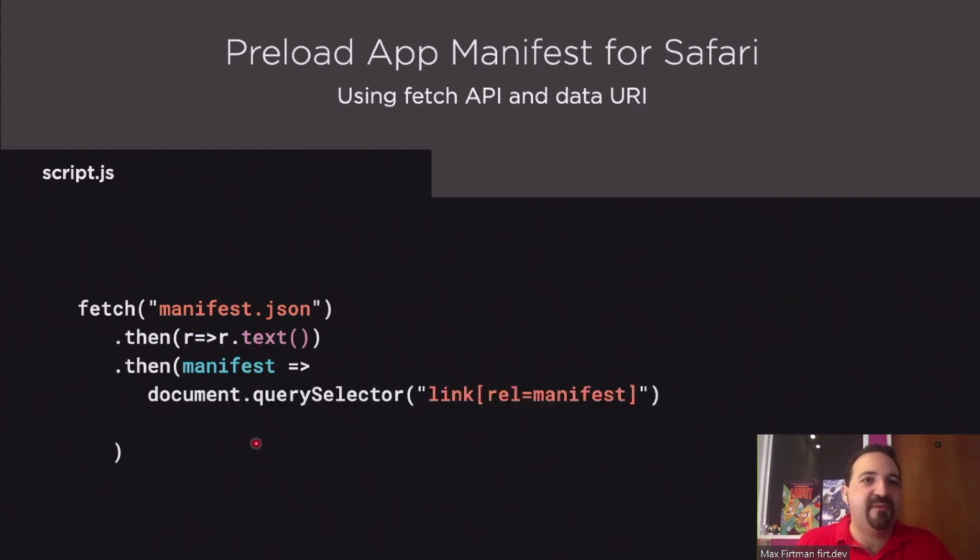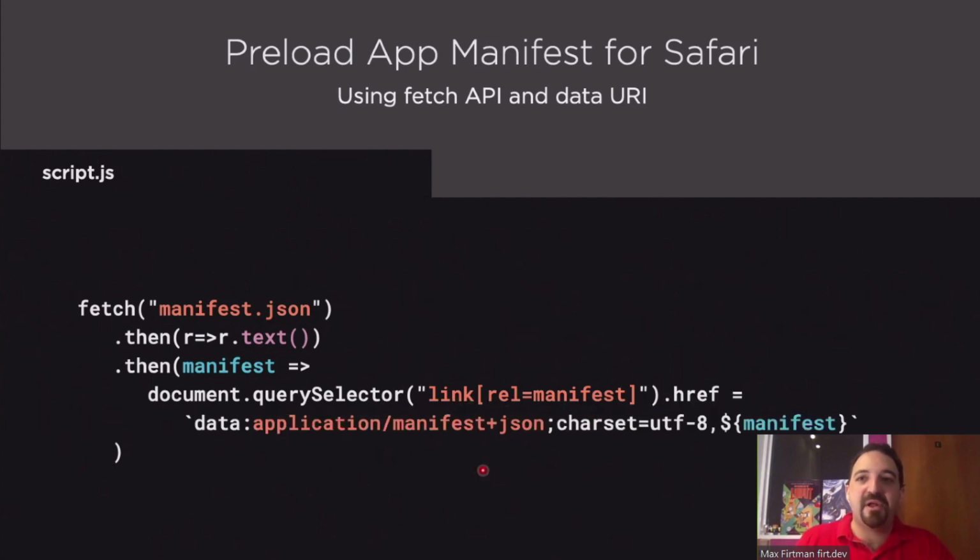And with the text of the manifest, we're going to search for the link with the rel manifest, and we're going to change that with the data URI. So what we're going to do is inject the JSON from the manifest within the data URL. If we do that when the page loads, then the manifest is already there with the page load. So when the user clicks the share button, the manifest is already there.